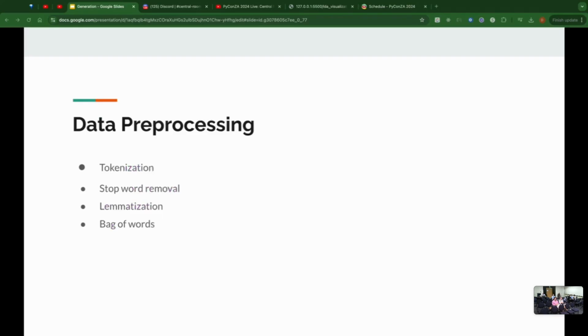Coming to the data pre-processing part. Once we get the raw data, we cannot use it as is. We need to pre-process it and clean it. So this is where some of the steps come in. First is tokenization. Tokenization breaks down the text into smaller units like words or phrases to make it easier to process. Then we have stop word removal, which removes common words like the, is, and that don't convey much meaning and just add noise to the data. So this is where we need to remove the stop words.